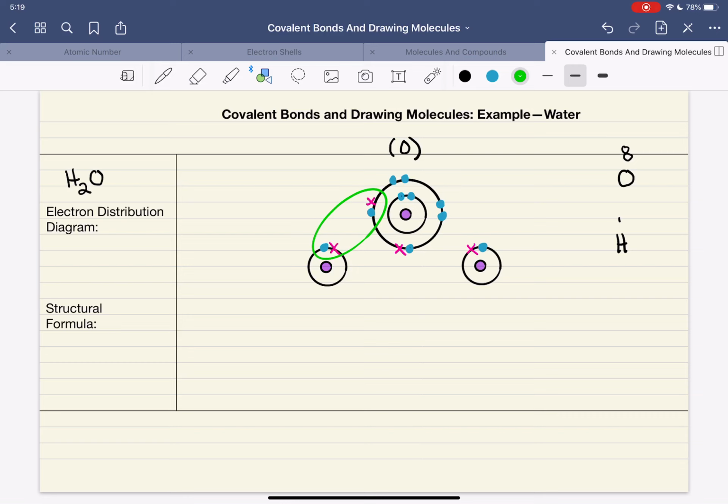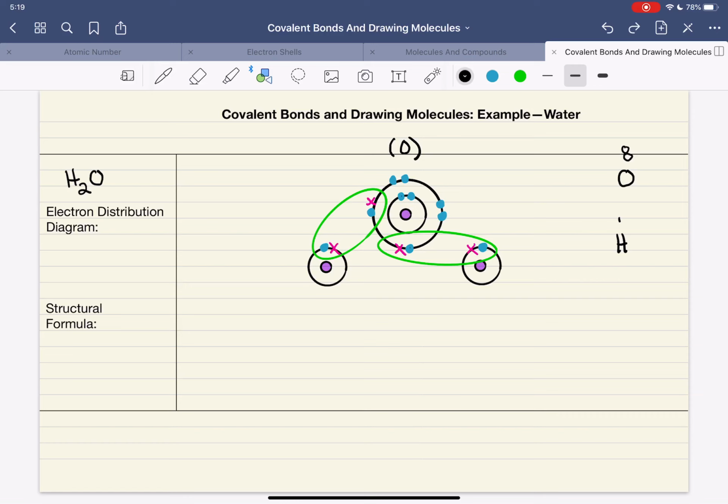It's not going to be perfectly uniform. That's the second pair. Okay. Now I could turn this so it's a nice triangle shape, but I'm just going to keep it how it is. That's water. And you can see every atom here has an octet.